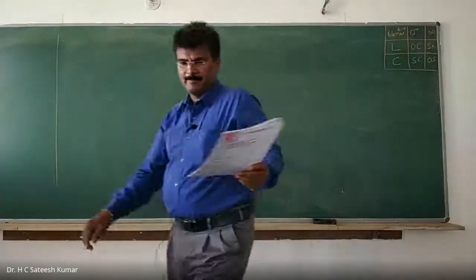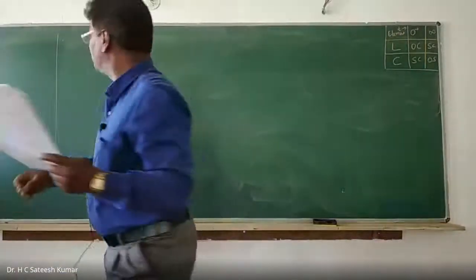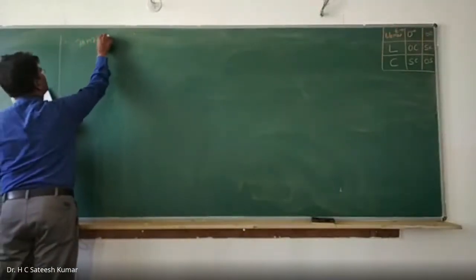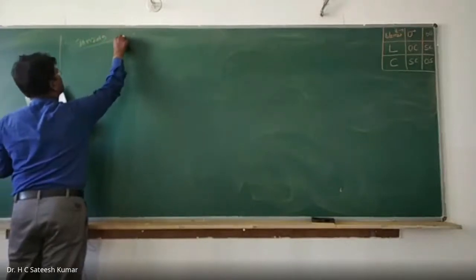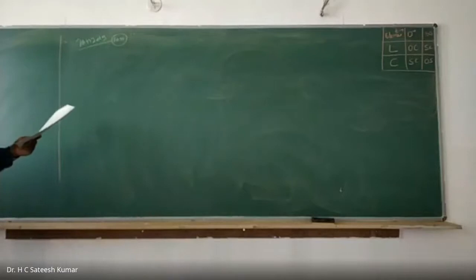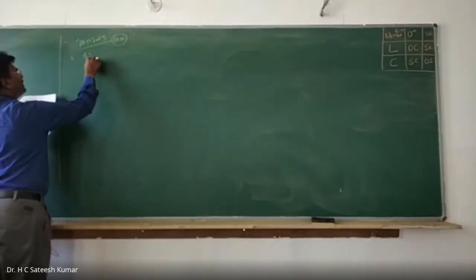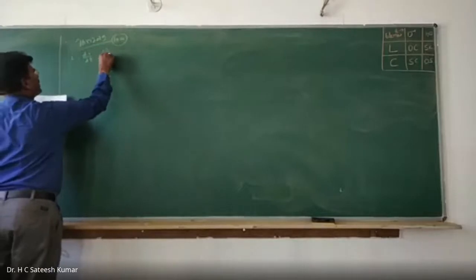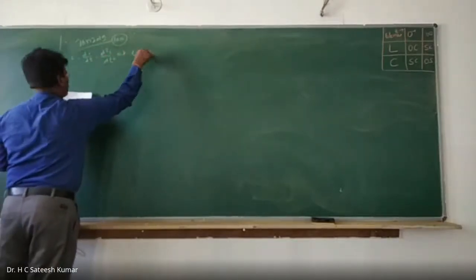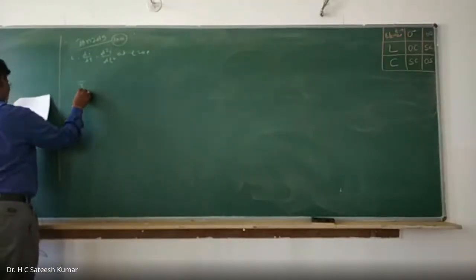Okay, let us go for this one. January 2019, 10 marks. Same kind: find di/dt and d squared i/dt squared at t equal to 0 plus for the network shown in the figure. So he has given a still simpler network.